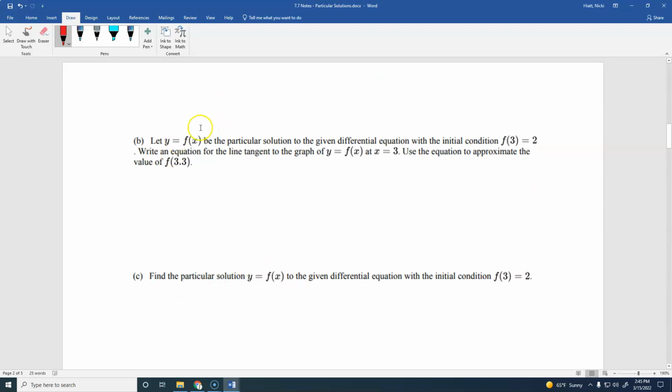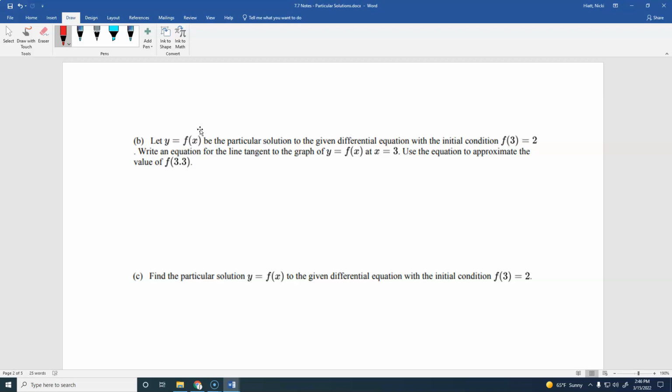Let y equals f of x be the particular solution to the given differential equation with the initial condition f of 3 equals 2. Write an equation for the line tangent to the graph of y equals f of x at x equals 3. Use the equation to approximate the value of f of 3.3.